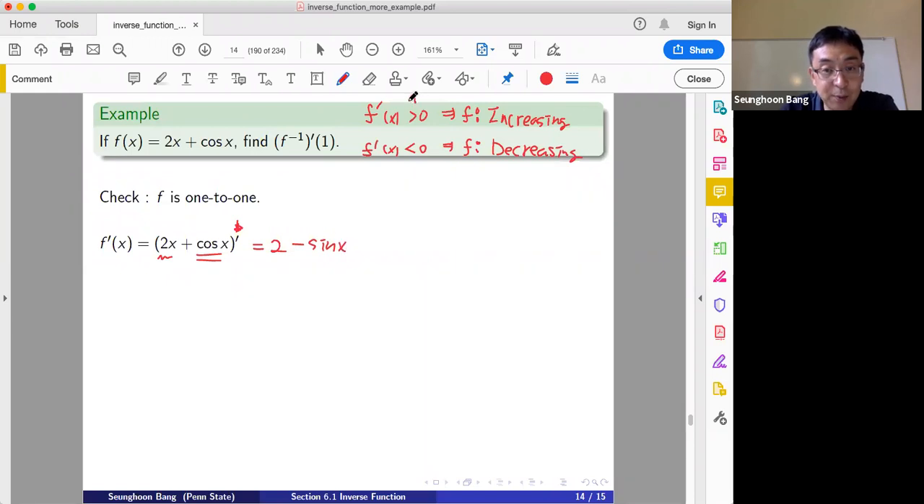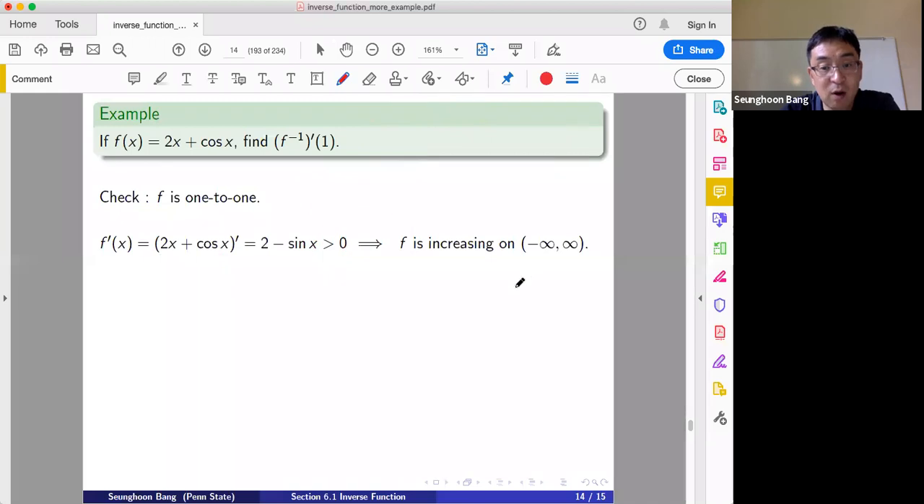I want to check whether f prime is positive or negative. Do you know the minimum value of sine? The minimum value of sine is -1. The maximum value of sine is +1. So the sine function is between -1 and 1. At the maximum, 2 minus 1 is +1. At the minimum value -1, 2 minus -1 is +3. What does it mean? Always positive. f prime of x is always positive for all x. So f is an increasing function.